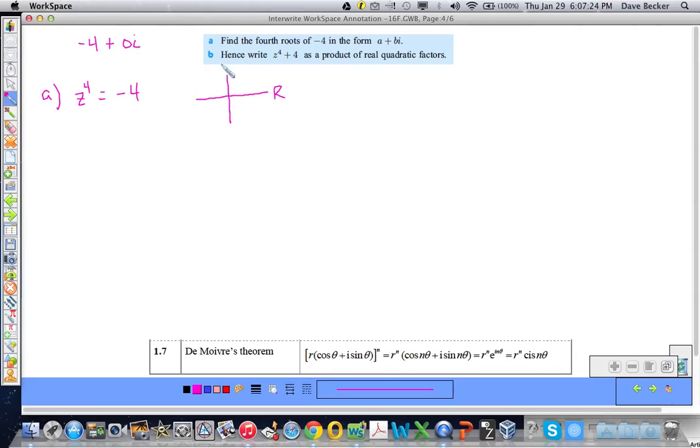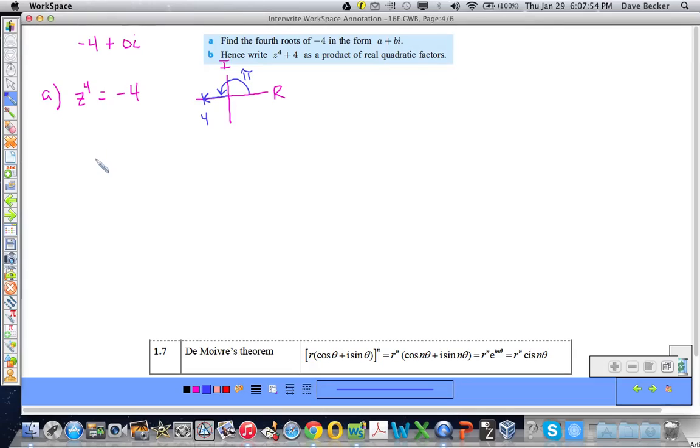So real, imaginary. Well, where is that going to be? What's that going to look like on the diagram? Well, it just goes out to -4, yes? And so if that's the case, then the argument, the angle, is equal to pi. Yes? And if you can see that in your head, then of course you'll be a lot quicker at this. Okay? So now what do we do?